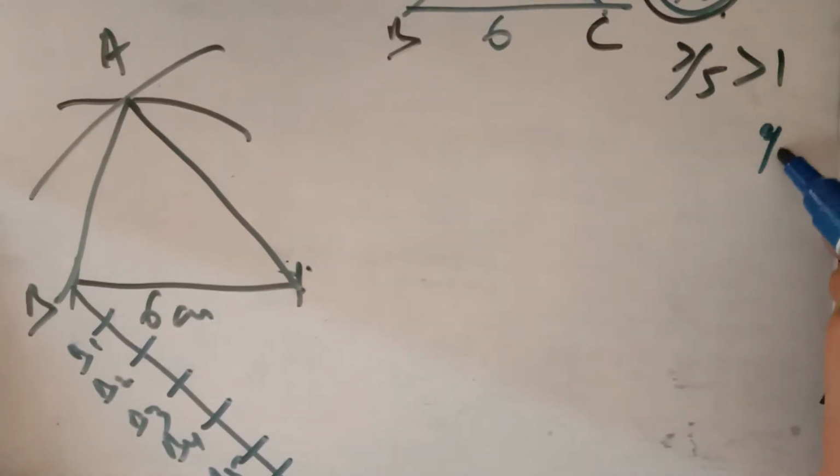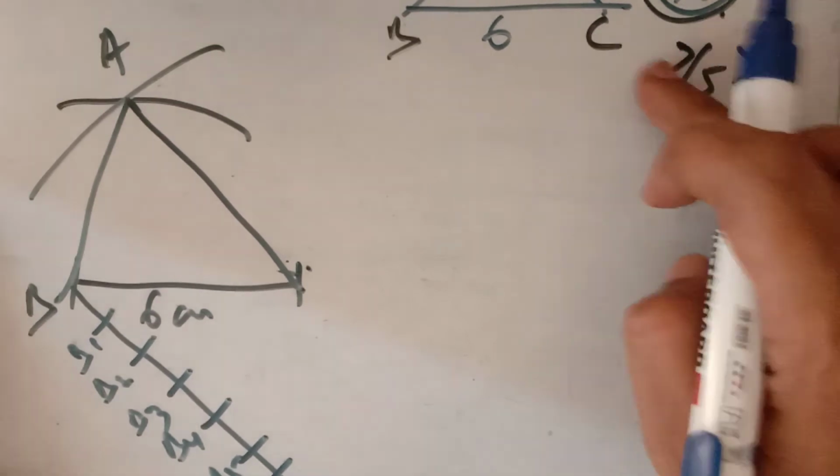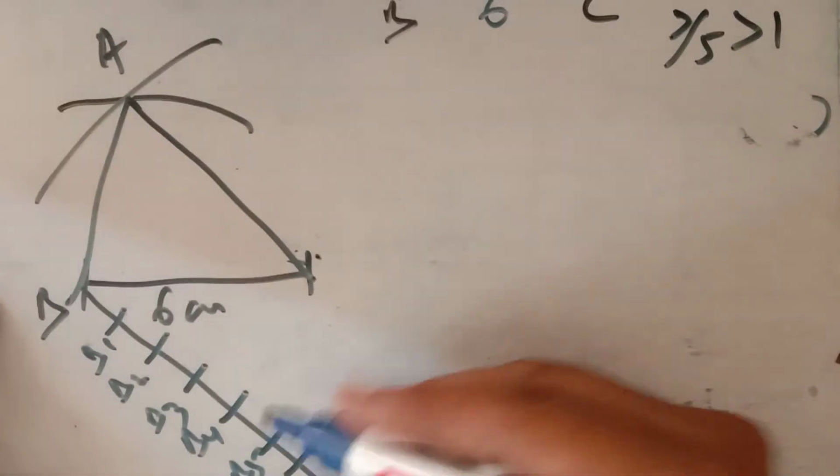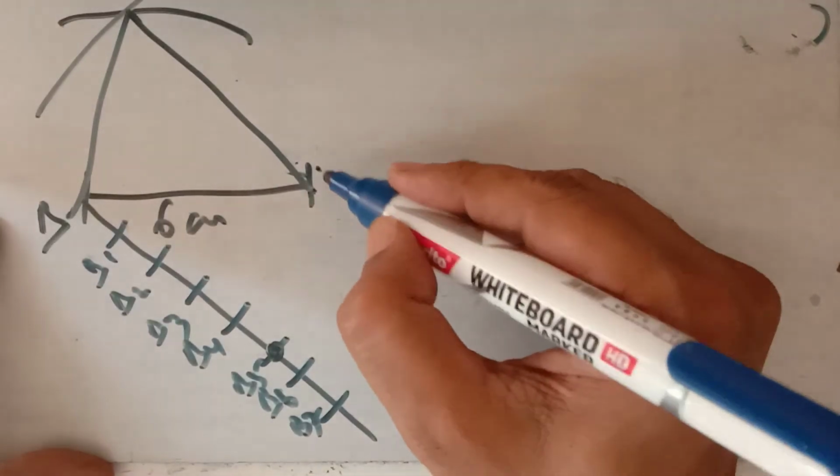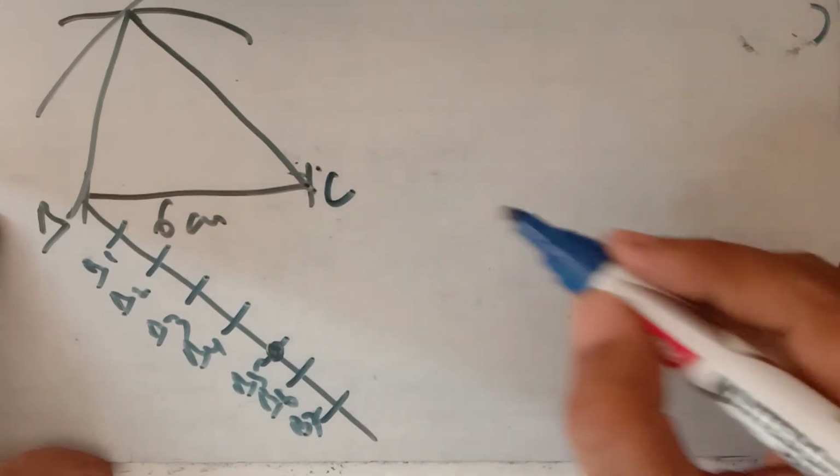पिछले में 2/3 था तो हमने 3 मार्क करे थे. यहाँ पर हमारे पास 7/5 है तो we have marked 7. Now the other part is 5. So this is the point 5. And you have to join with this end point of this side.